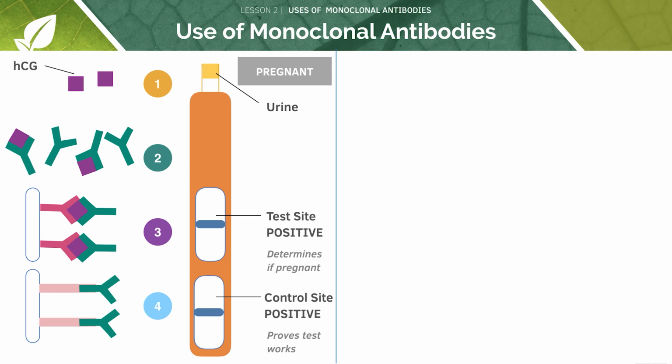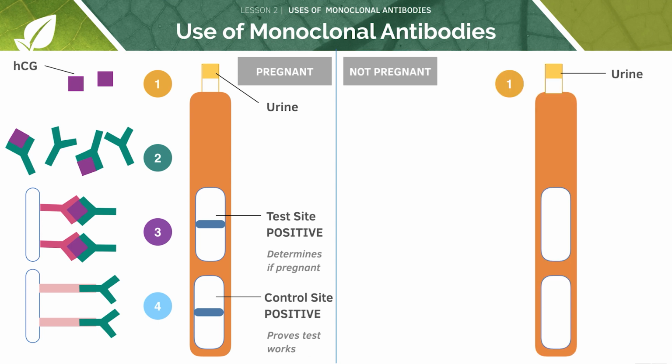Now this might seem a little bit confusing, why are we getting the same colour change? But don't worry too much about that. All I want you to take from this is that there is a control site that is going to be positive, and there is a test site that's going to be positive in the pregnant woman. And that's because of these antibodies binding the fixed antibodies that are on the sites. And this control site is important because it proves the test works, as we will now come to see in the non-pregnant woman.